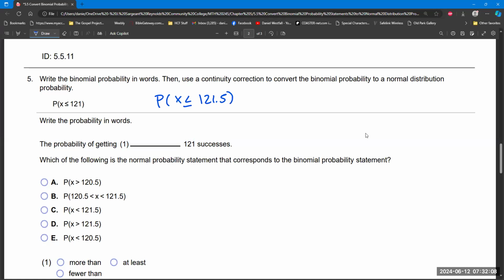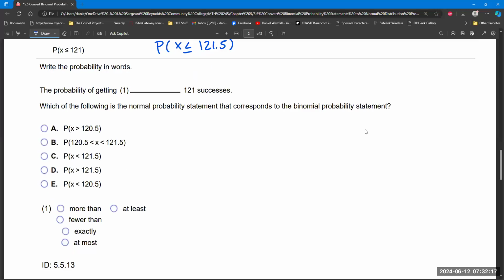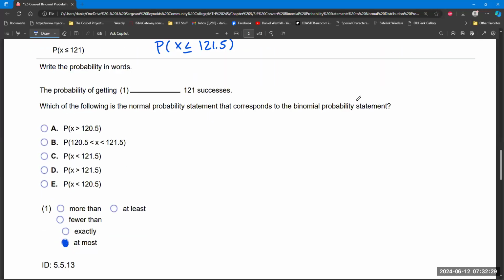This is the probability of getting at most 121. So the following should be the same thing. 121 will be included in this statement like this, if we do that.